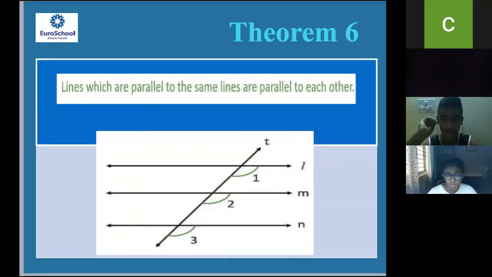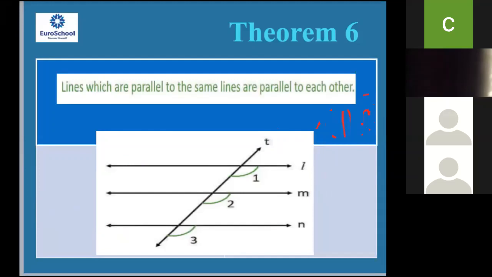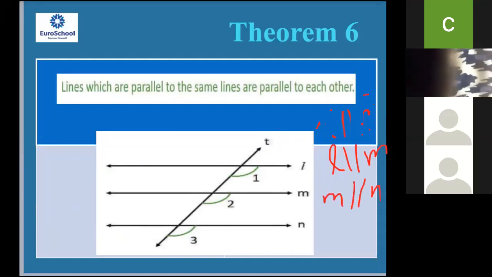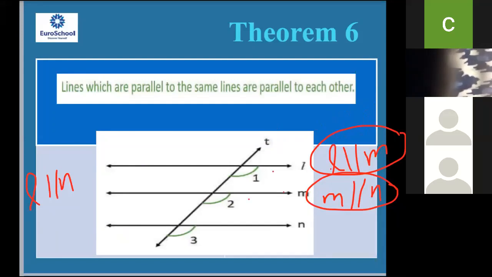Theorem number 6. Lines which are parallel to the same line are parallel to each other. Here, if you consider, children, a transversal named T and three lines which are parallel. This theorem says that line L is parallel to M and line M is parallel to N. So from these two statements, we can say that line L is parallel to N. That is, the first line is parallel to the second line, which is parallel to the third line. Therefore, the first line is parallel to the third line. Is it clear, children?